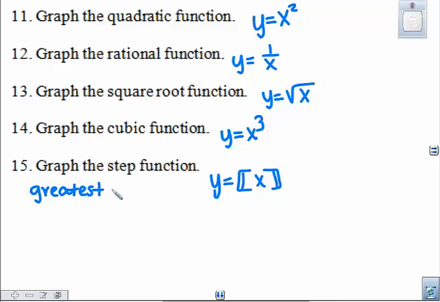All of these should be graphed in your notes in section 1.6. We went over 8 parent functions. These are 5 of them. Okay, so step is just another word for greatest integer.